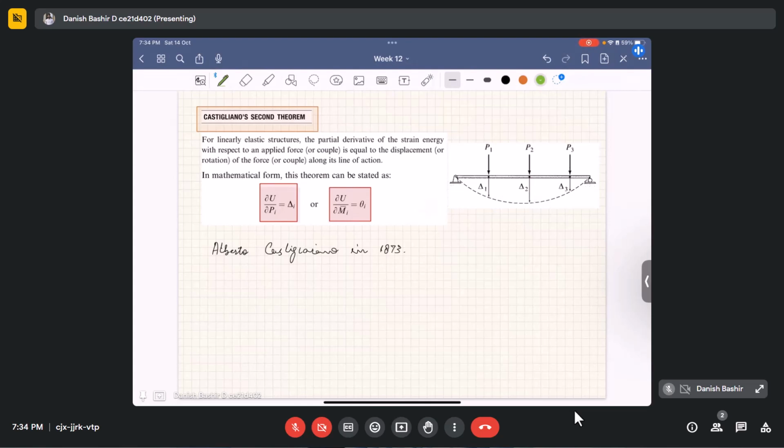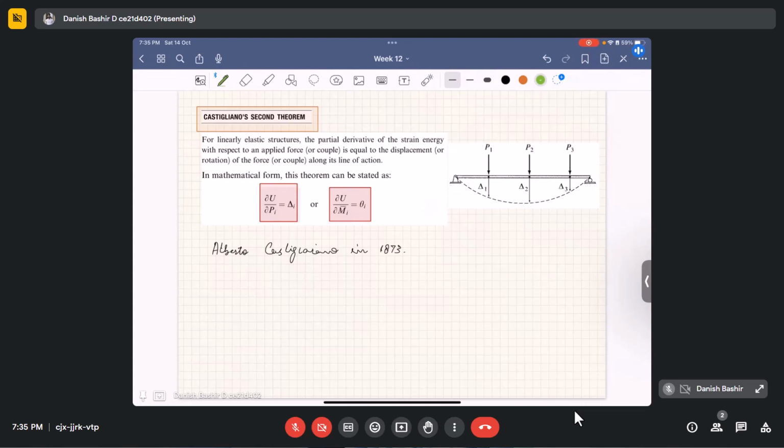Or in terms of moments, if we take the partial derivative of the total strain energy of the structure with respect to a particular moment acting on our structure at a particular point, it will give us the rotation at that point, and that rotation will be in the direction of the acting moment or couple.